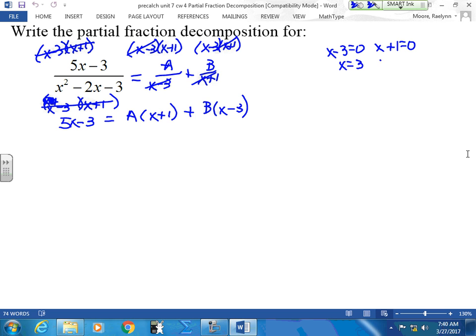So you're going to do this substitution twice. You're going to do a substitution of x is 3. It's going to eliminate one variable and solve for the other. Then you're going to do a substitution of x is negative 1. It will eliminate the other one and solve for the respective one. Don't forget to put it in this side as well.